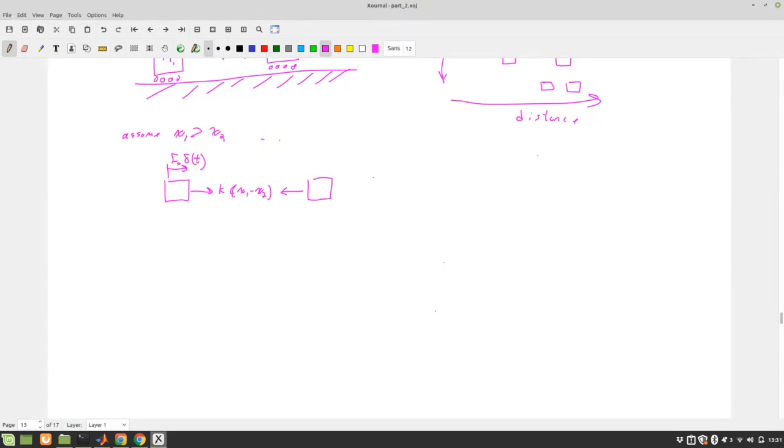So I get two equations, right? One equation for each mass. I'm going to get m1 x double dot plus k x1 minus x2 is equal to, and we have an input force on block 1, right? So that should probably be f naught delta of t. And then for block 2, I'm going to have m2 x double dot 2.